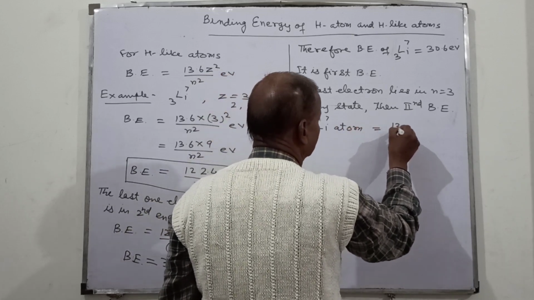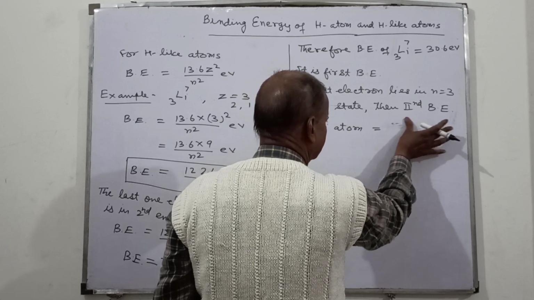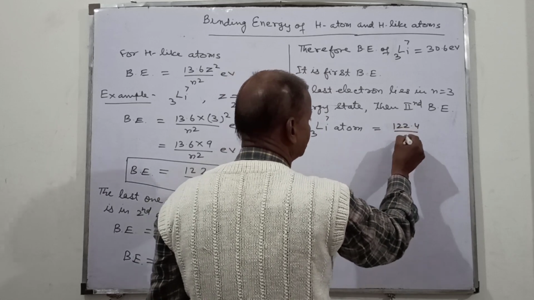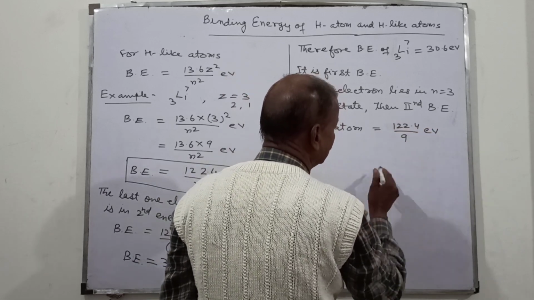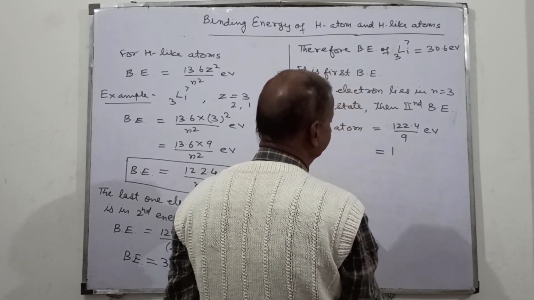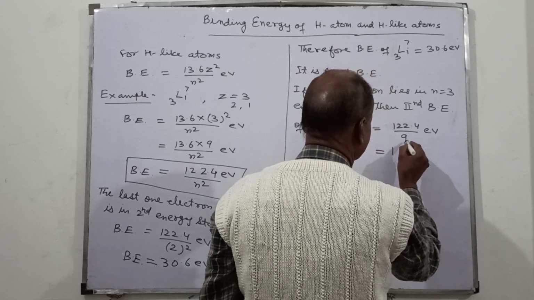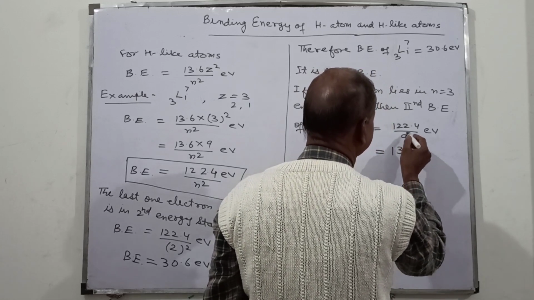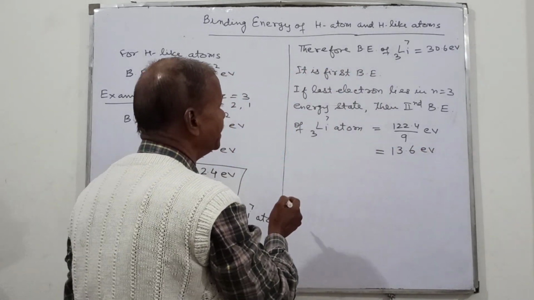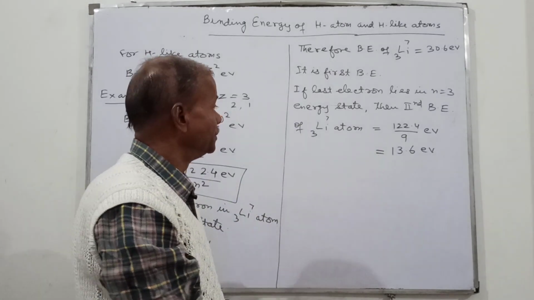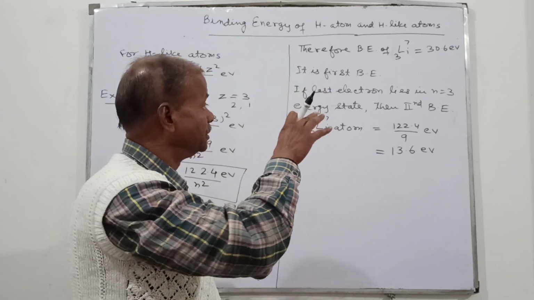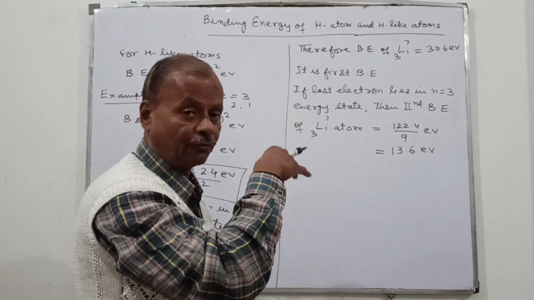That will be 122.4 upon 3 square, which is 9, so much electron volt, and this comes to 13.6 electron volt. This is the second binding energy. Similarly, if the electron lies in the fourth energy state, we can find the third binding energy, fourth binding energy, and so on.